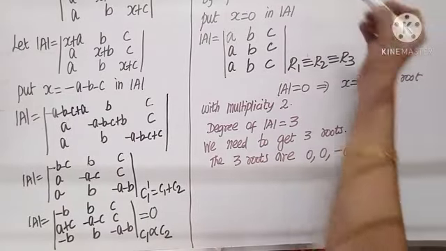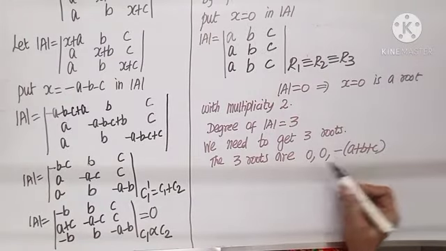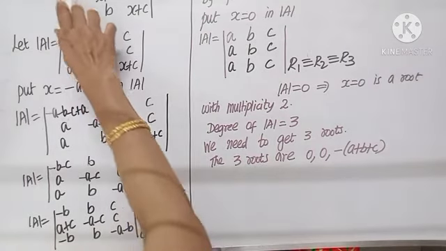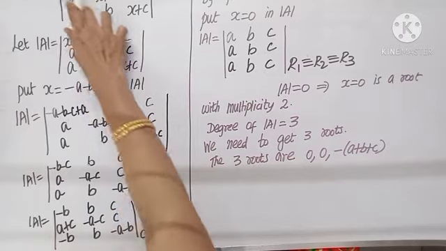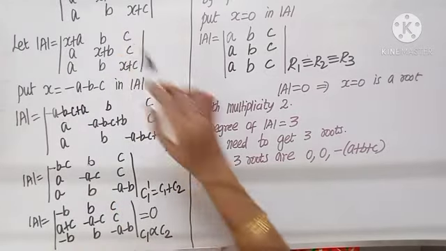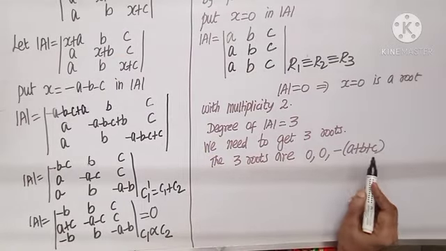Already I achieved minus of a plus b plus c as a root. How many roots have we got? 3. What is the degree of the determinant? Diagonally I multiply, it is x cube. So the degree of the determinant is 3 and we have achieved the 3 roots and the problem is done.